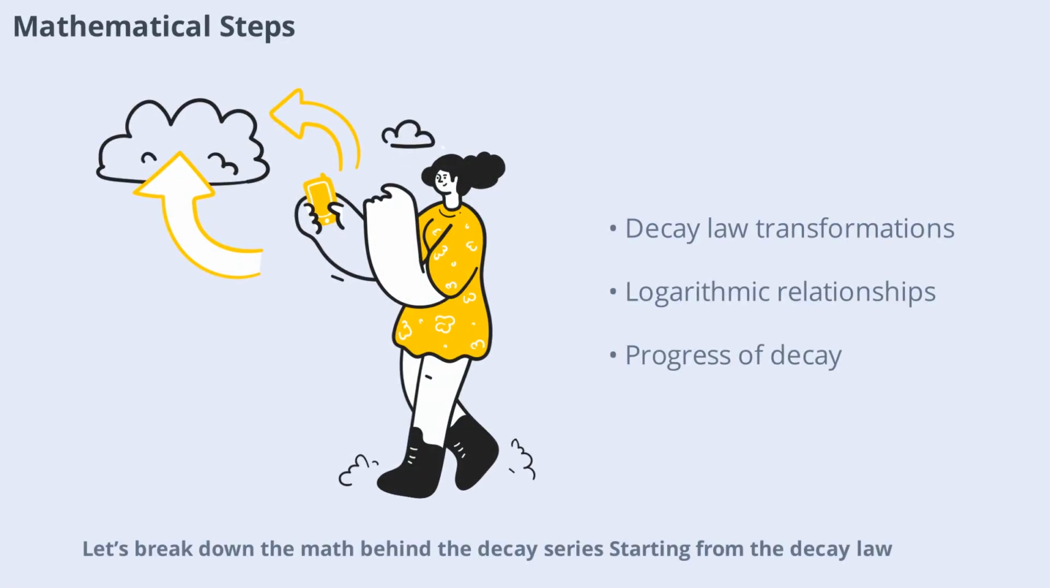Starting from the decay law, we derive several forms. N/N0 equals e to the minus lambda t, ln(N/N0) equals minus lambda t, and ln(N0/N) equals lambda t. For a fully decayed substance, the product of the decay constant and time equals 1. This means that the logarithmic ratio of original to remaining nuclei gives us a direct measure of the decay process's progress.